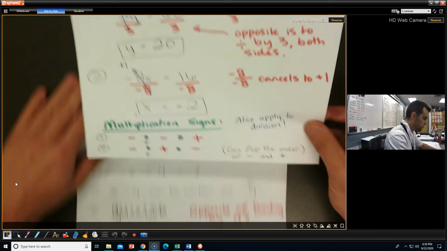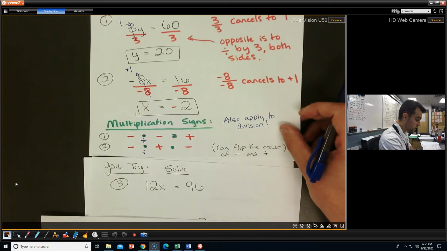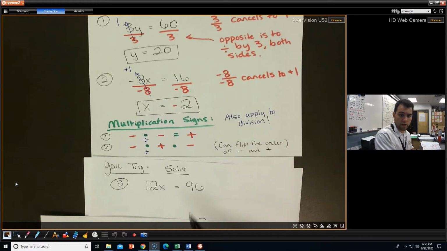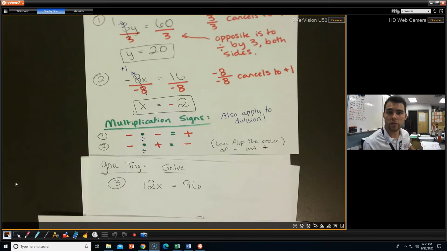So now I want you to try using your signs too, if you need to. I want you to try 12x equals 96. Think back to these problems. What are we going to do to both sides? And go. All right, we're back.